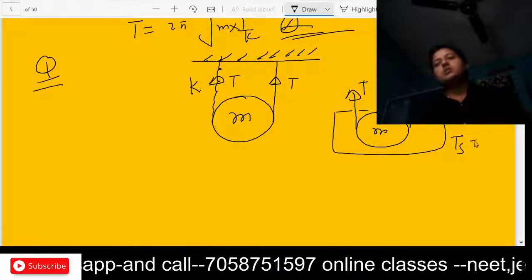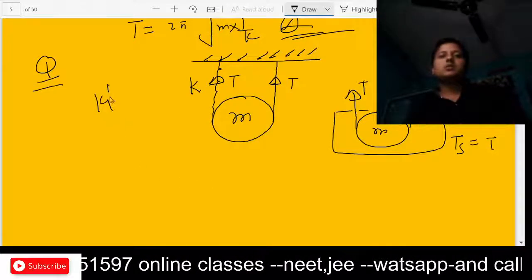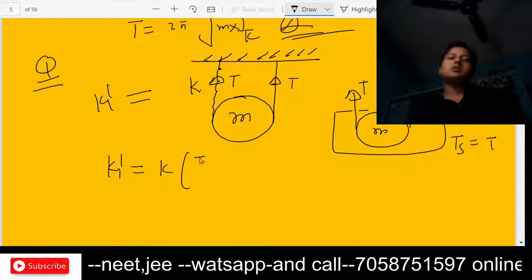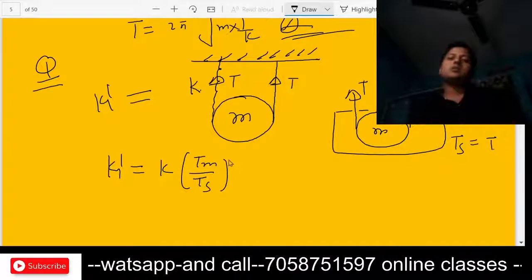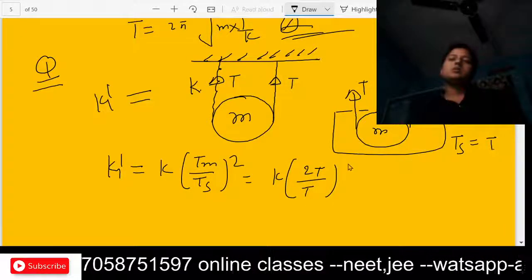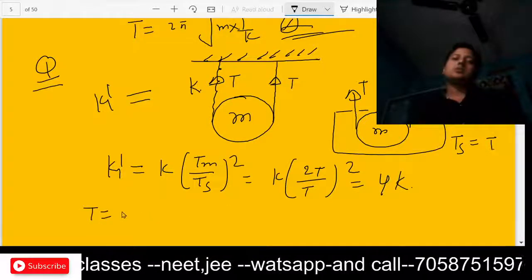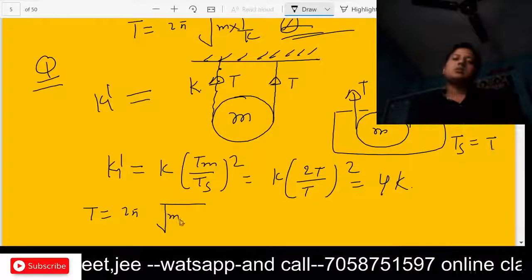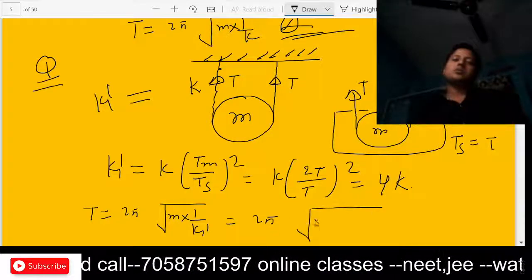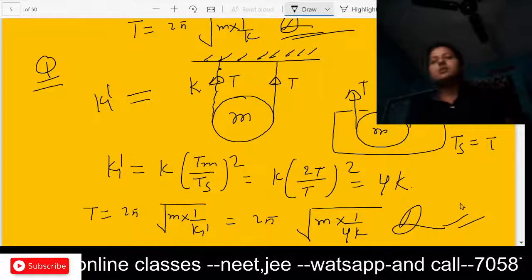And what is tension in the spring? Tension in the spring is T. So if this is k1 dash, k1 dash is k times (tension in mass over tension in spring) whole square. So tension in mass is 2T over T, squared, that is 4k. So time period is 2 pi under root m multiply 1 by k1 dash. So 2 pi under root m multiply 1 over 4k. So this is our required answer.